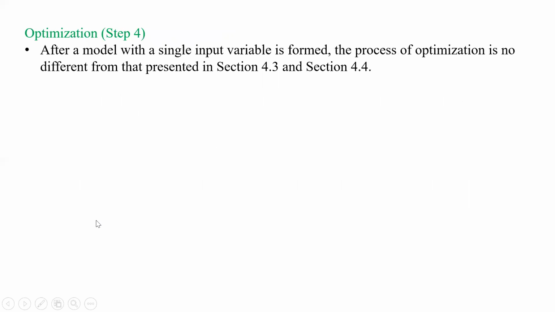And then step 4, that's the fun part, that's the optimization. So after a model with a single input variable is formed, the process of optimization is no different, like they said, between section 4.3 and 4.4. And so, we're going to probably take some derivatives, we're going to set some stuff equal to 0, we're going to solve for x, and then we're going to plug back into the problem and get other things. And so it's just going to be a matter of going backwards once we get to that point there.